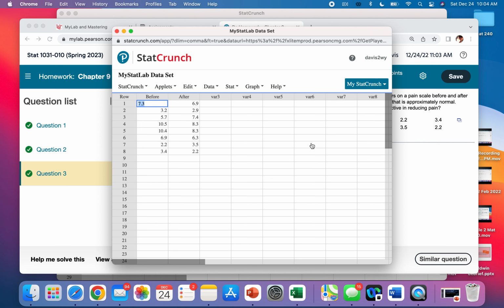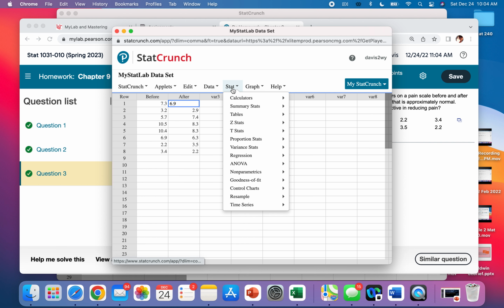Now these are what's called matched pairs. Matched pairs means you take two measurements from the same person, or it could be a thing. Row 1 represents person number 1, who ranked their pain at 7.3 before and 6.9 after. There were 8 people, so there are 8 rows there. So this is called matched pairs, and we use t-stats with paired data this time.